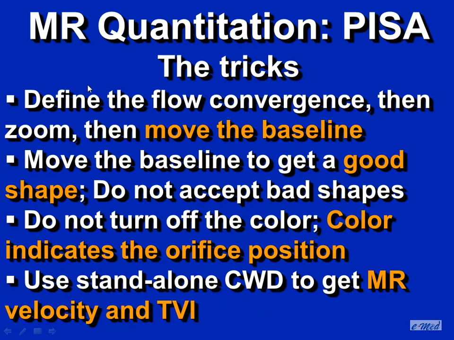And so the tricks that we have to apply is to define the flow convergence, then zoom on the image, zoom greatly, and then move the baseline. You have to judge that there is a good shape. Do not accept bad shape. Do not turn off the color. The color tells you where the orifice is, and use the standalone continuous wave Doppler to get the MR velocity because it is more sensitive than the guided Doppler.